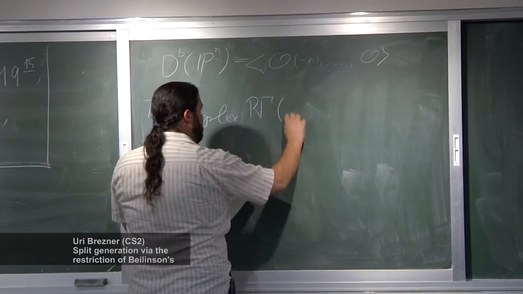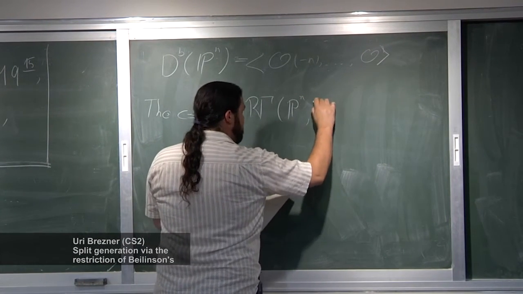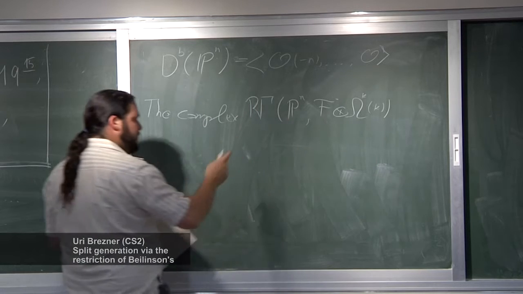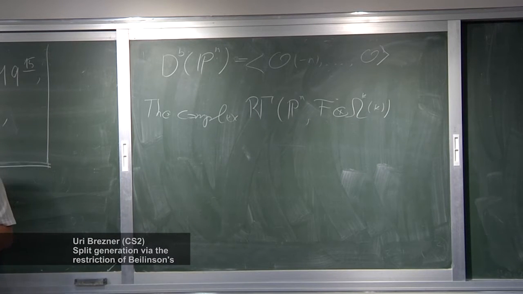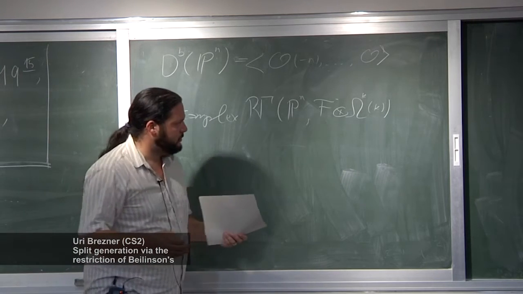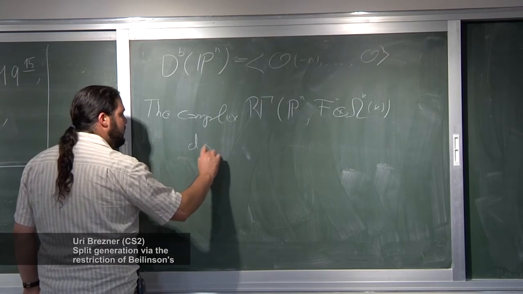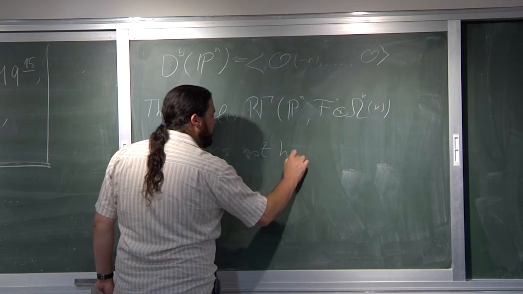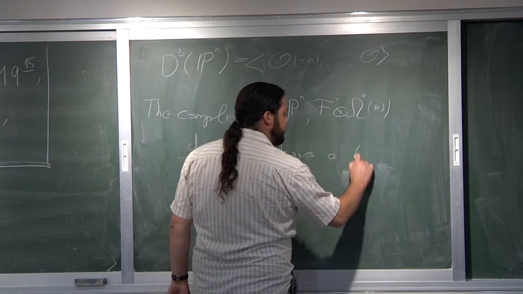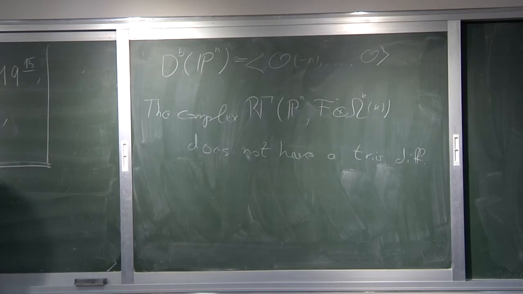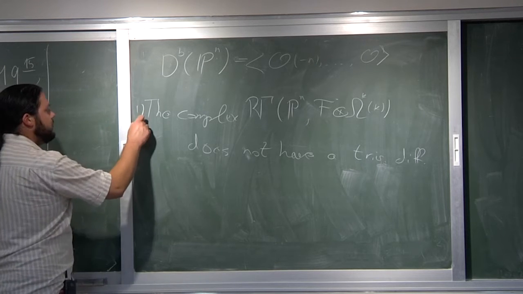the right derived Pn does not necessarily have a trivial differential, but as also stated yesterday, it doesn't matter for the claim or the proof. So the complex does not have a trivial differential, but it doesn't really matter.